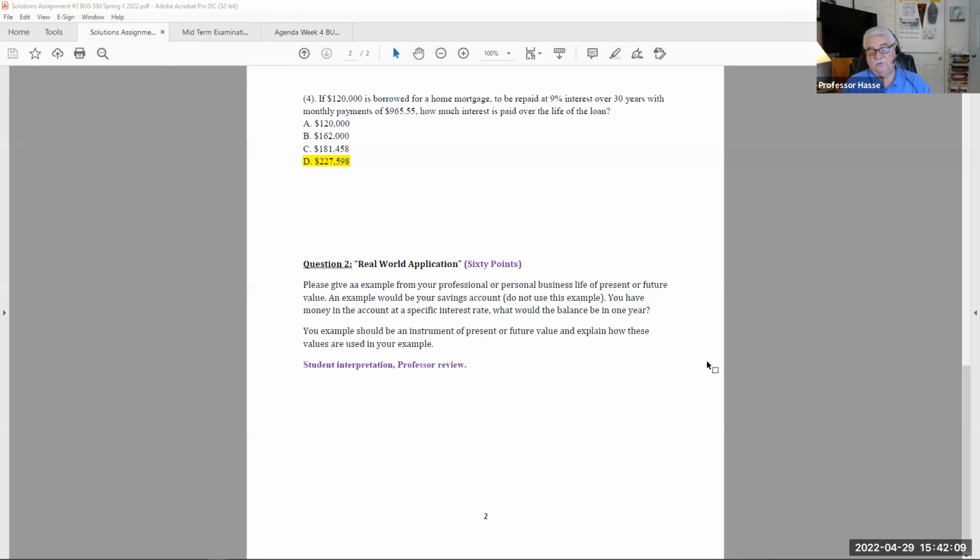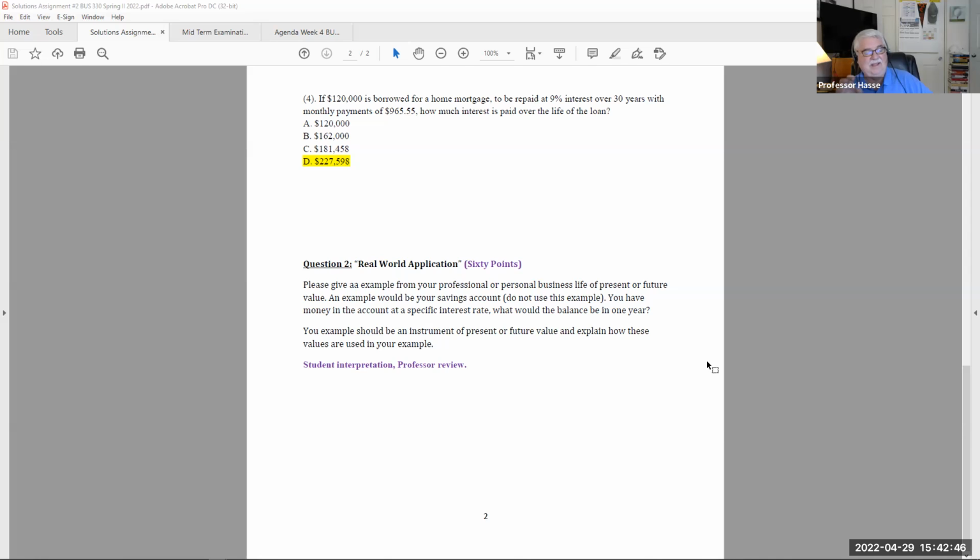Now, question number 2 is worth 60 points, which is quite a lot of points, but it's asking for a real-world application of time value of money. A lot of you gave me some very brief answers, and I put details in my reply to your file that I posted to Blackboard. In other words, your example should be an instrument of present and future value and explain how those values are used in your example. Just giving me the calculation is not explaining to me what's going on here.